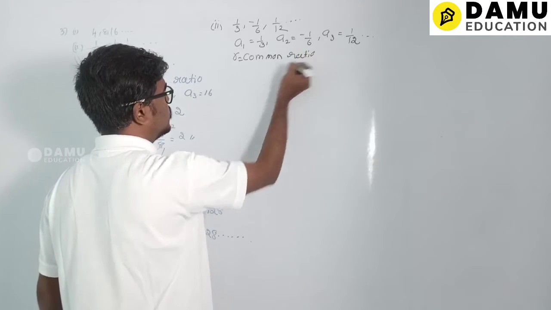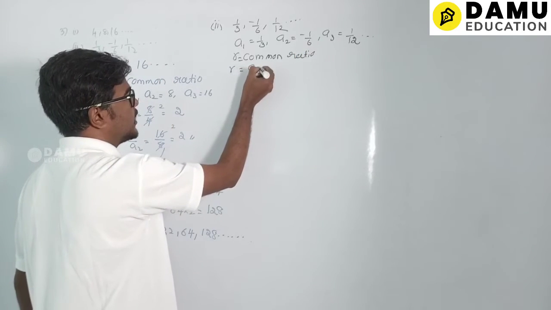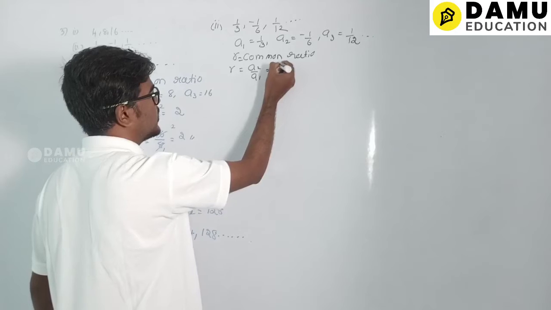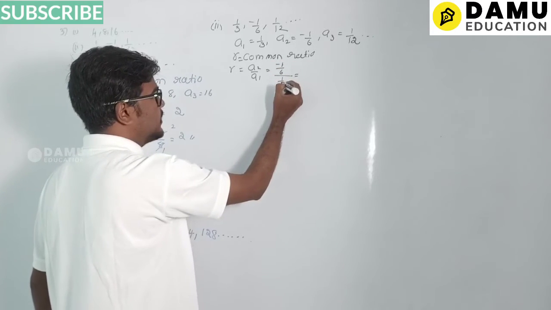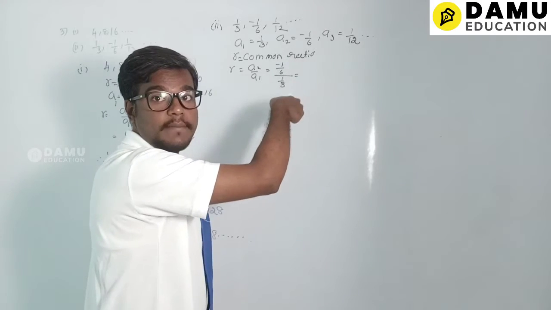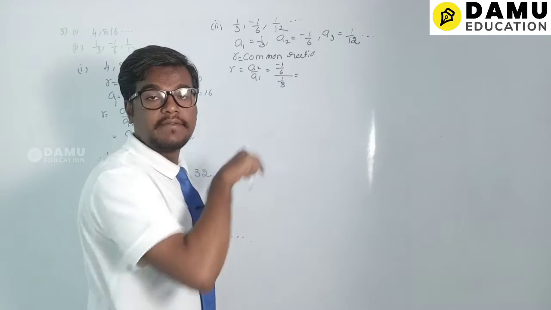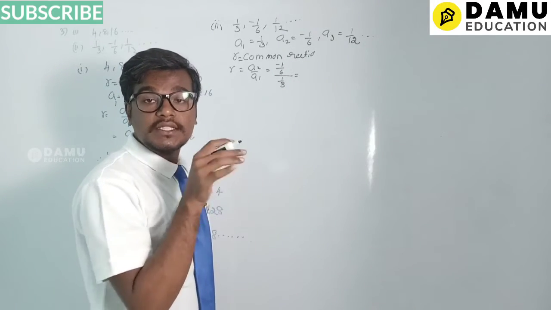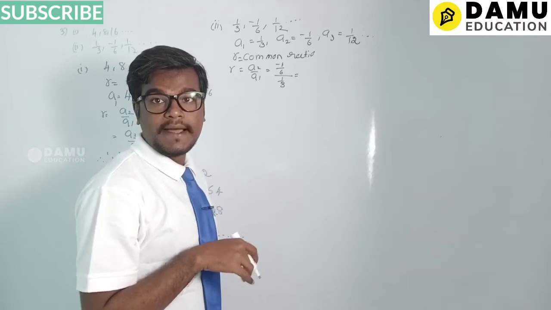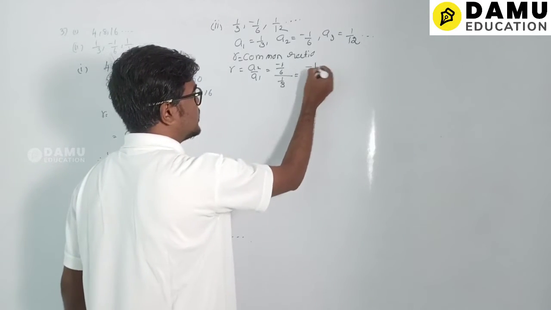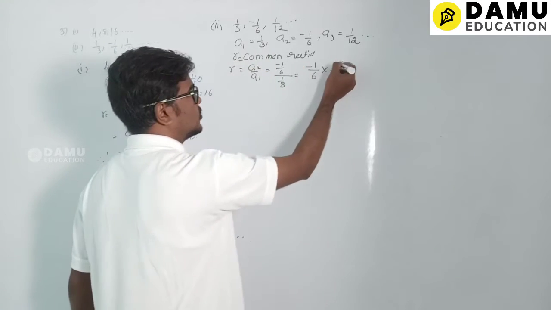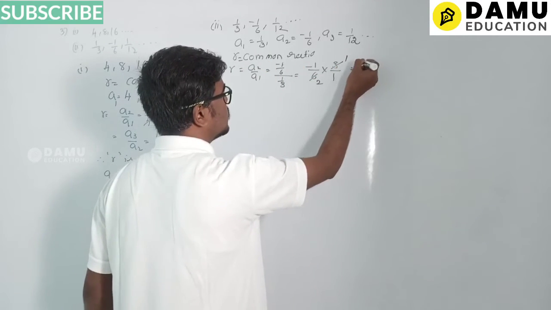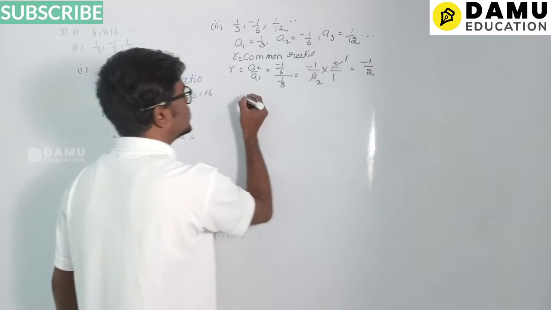The common ratio R is equal to A2 by A1. A2 is minus 1 by 6 divided by 1 by 3, so we take the reciprocal here. A by B whole divided by C by D means we get A by B into D by C. So minus 1 by 6 as it is, then take the reciprocal: 3 by 1. 3 ones are 3, 3 twos are 6, so minus 1 by 2. That is the case.